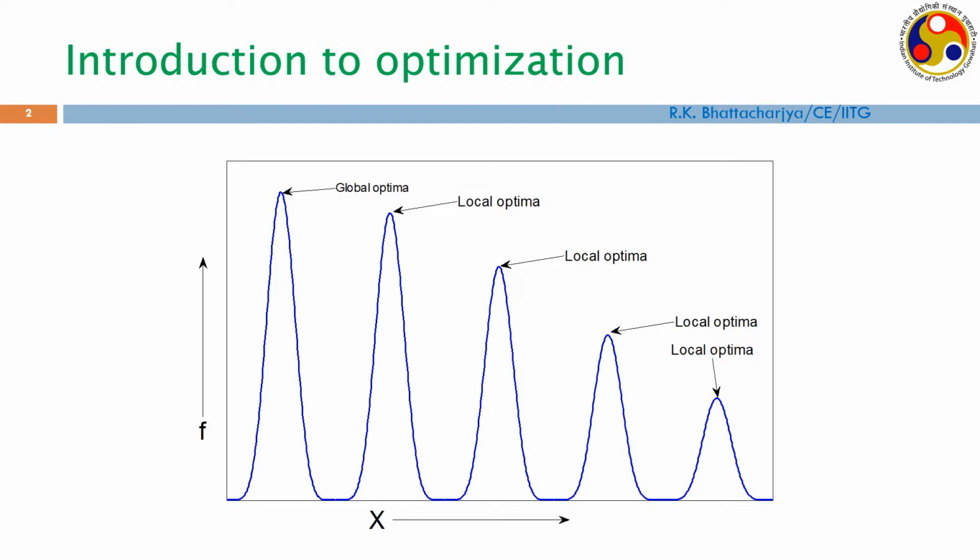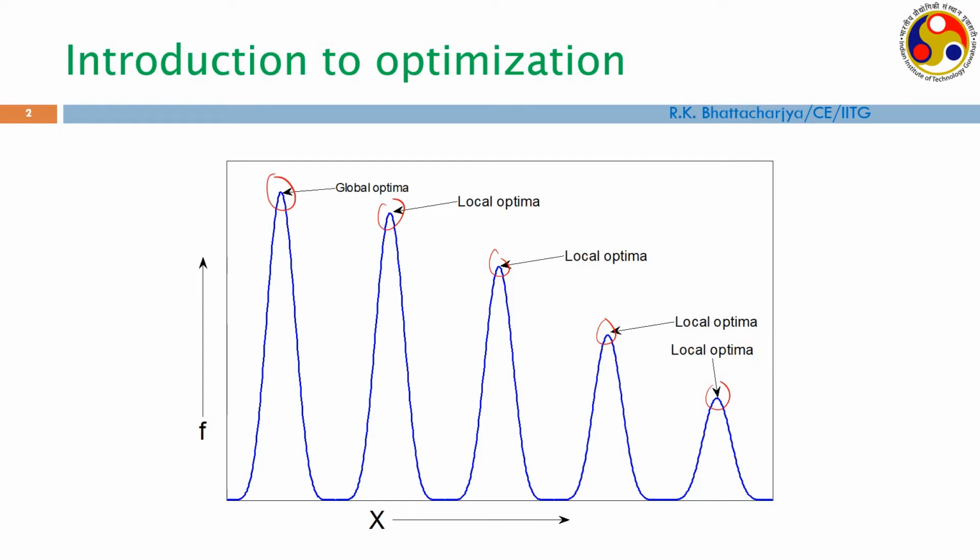This is a single variable function, and if you look at this particular function, we have several optimal solutions. What is an optimal solution, or you can say a stationary point? The stationary points are where the gradient is 0. These are all maximum points, so there are several optimal solutions. This is one peak, this is one peak, this is one peak, and this is one peak.